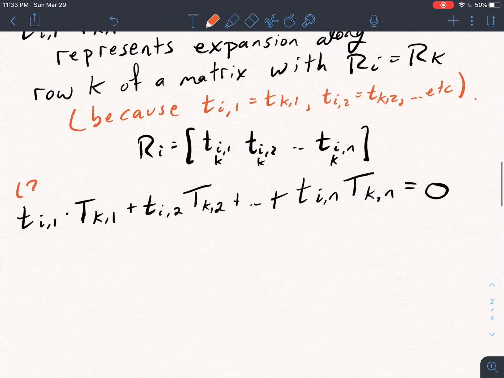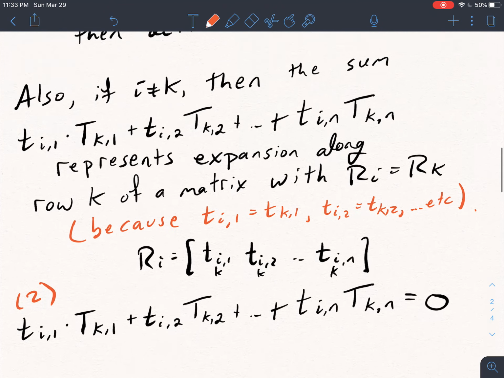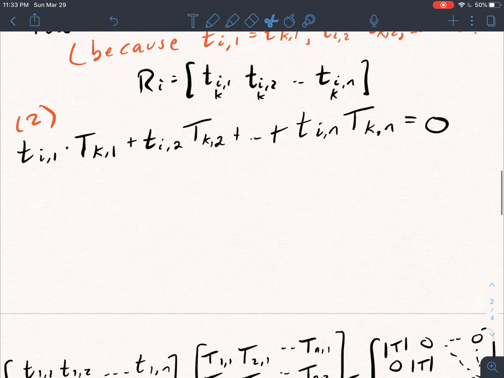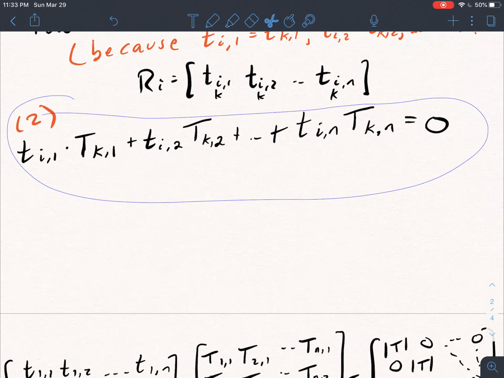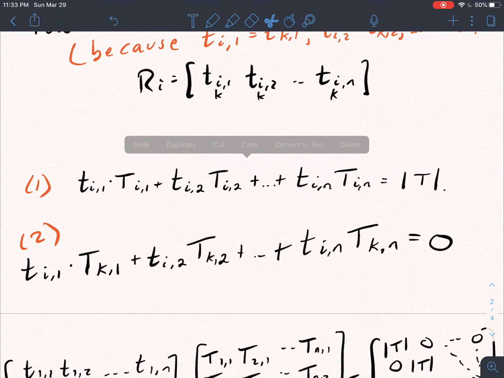But anyway, this is this guy. So let's call that equation 2. So if we take equation 1, which says this one, let me bring that down here. Let's copy that, and let's bring that down a little bit.